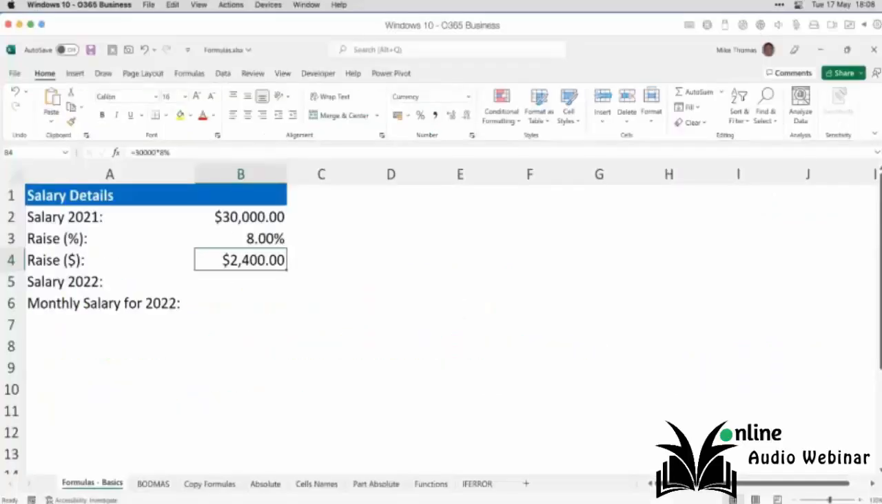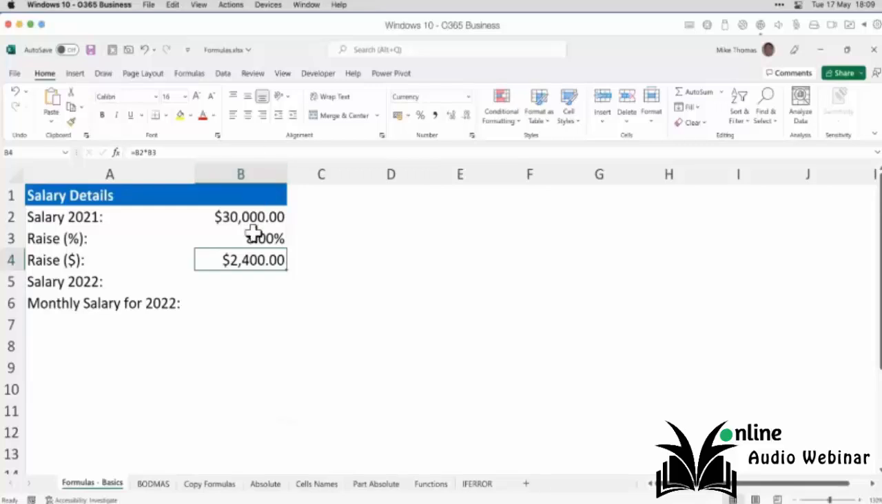We change our percentage increase or we change our salary. So what we do instead is we use the cell references. So that would be B2 multiplied by B3 and press enter. And that gives us a figure of 2,400.